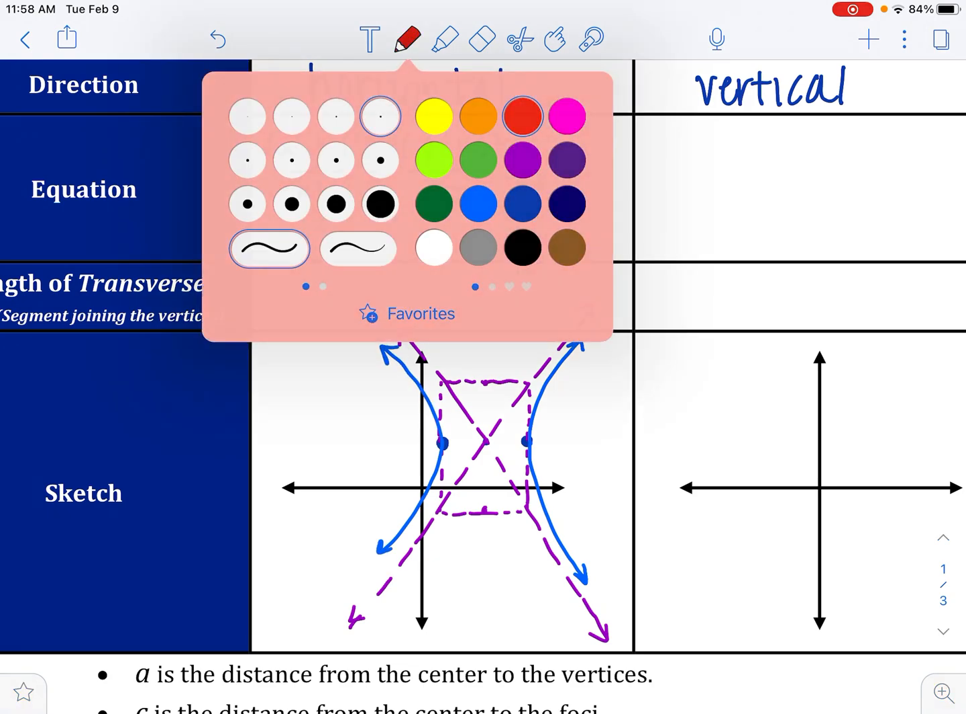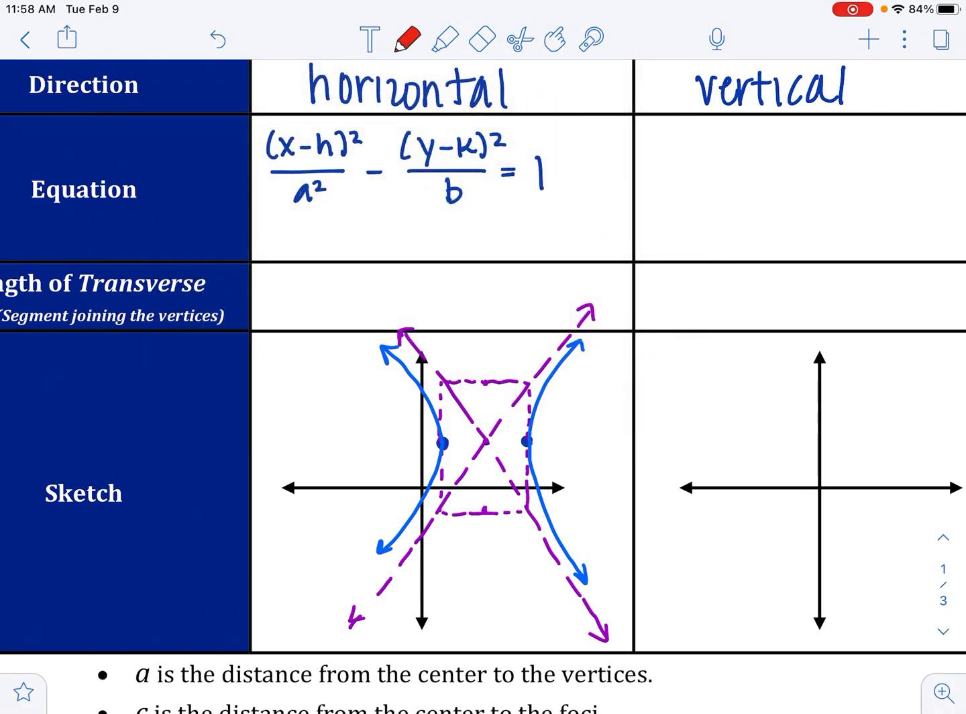The last thing you're going to do is find c using c squared equals a squared plus b squared, and you're going to get your foci. Your foci are going to be inside those two branches, just like they're inside a parabola. And that would be c units from the center. And that's what a horizontal hyperbola looks like.